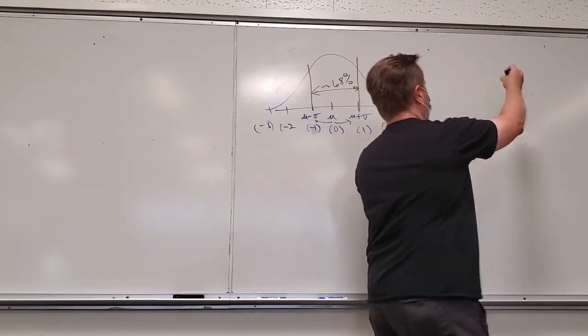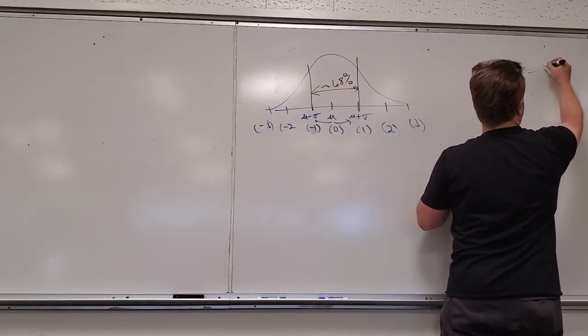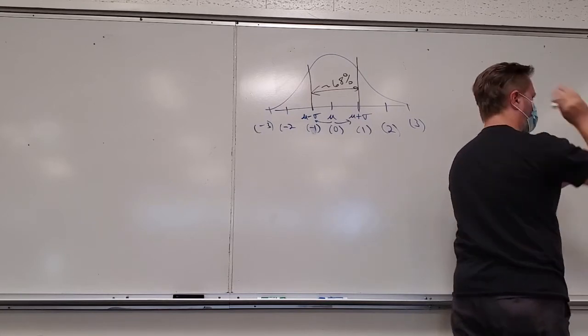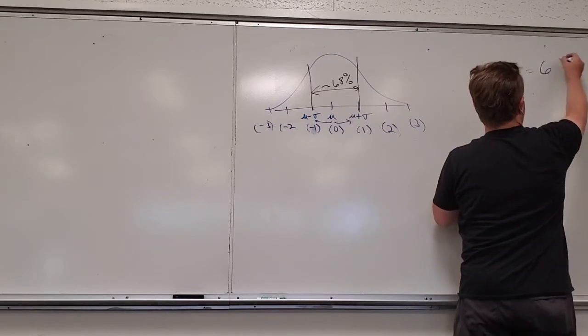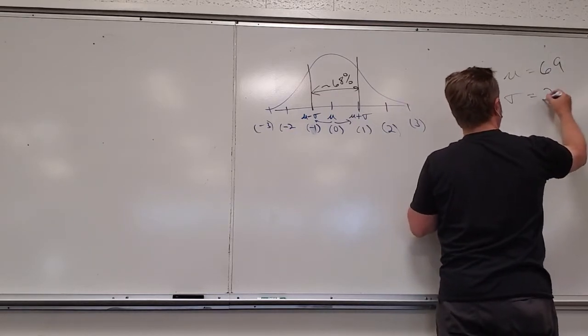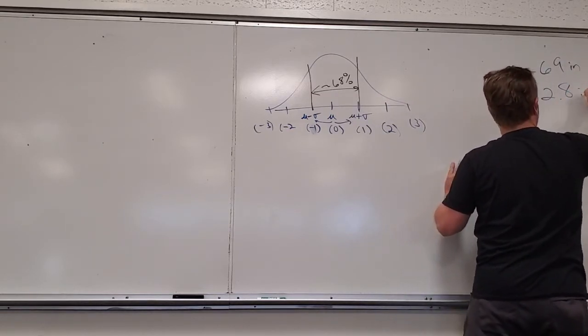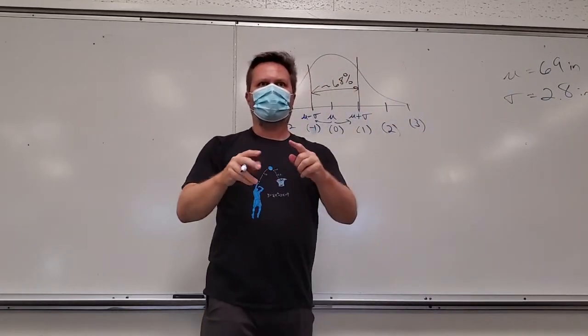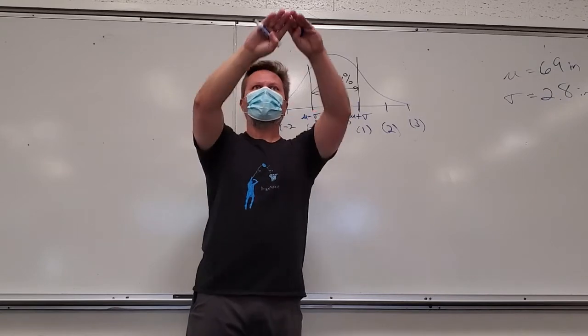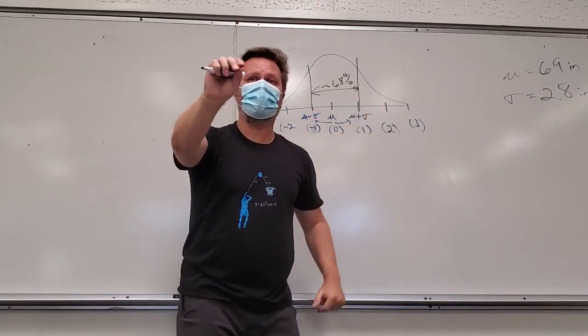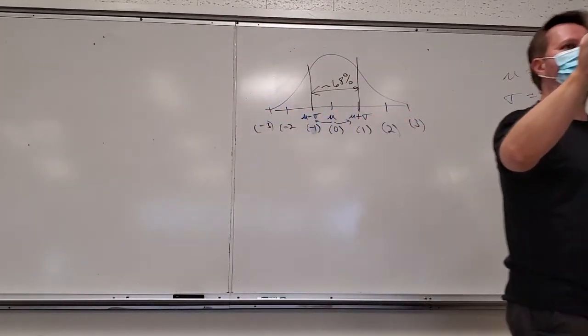Standard deviation, let me see if I remember. The mean height for American men is 69 inches, and I believe the standard deviation is 2.8. I can't remember, I think it's 2.8. I really want this to make sense. I know they're normally distributed. In fact, that's part of the reason we call it normal.